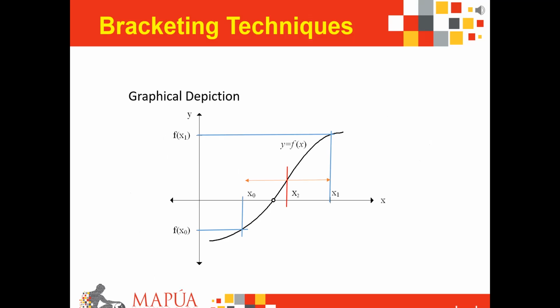The process then verifies if x2 is your root by checking if f(x2) is 0. If f(x2) is not 0, then we simply replace one of these bracket values. In this case, I replace x1, since f(x2) is positive, with x2, and then repeat the process again for the segment x0 to x1.